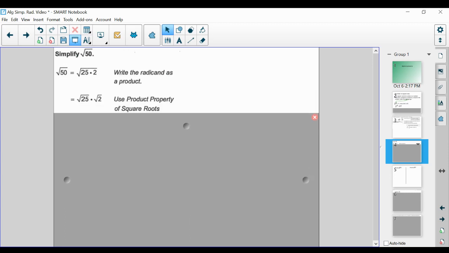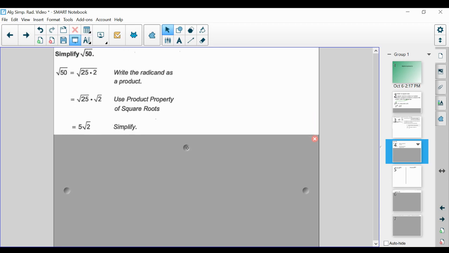So now it's the square root of 25 times the square root of 2. And we can simplify. We're going to know that the square root of 25 is 5. So we get 5 root 2, or 5 times the square root of 2, or 5 radical 2. There's a couple different ways to verbalize it. We can say 5 root 2, 5 radical 2, or 5 times the square root of 2. And that came from using the product property of breaking it apart.